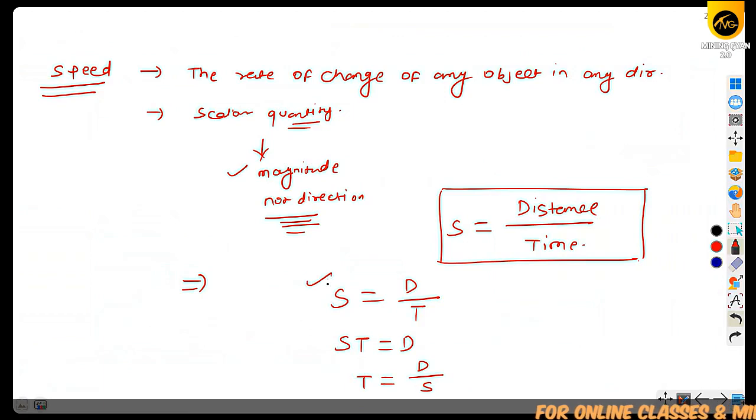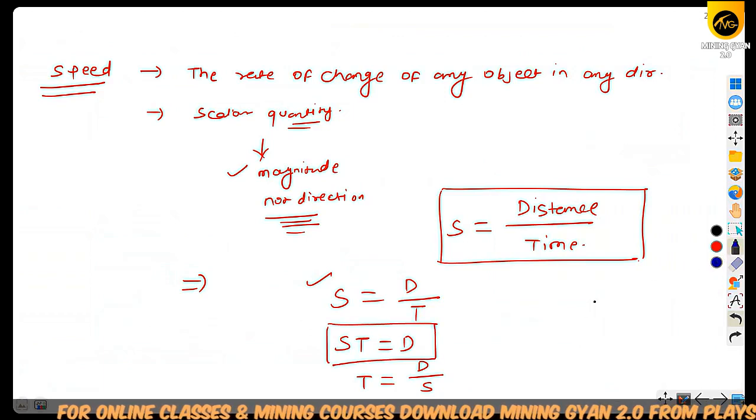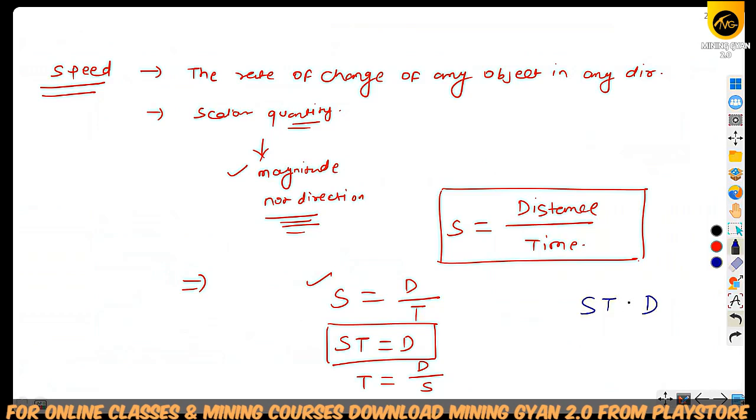Okay, so these are the basic formulas. By using them, you can solve the problems related to speed, time and distance. Okay. So just remember STD. It means ST is equal to D. Speed into time interval is equal to distance. STD. Okay, let's move on to the question portion.